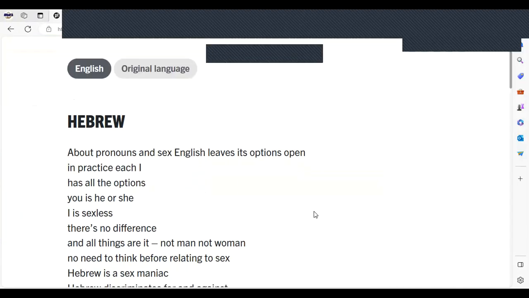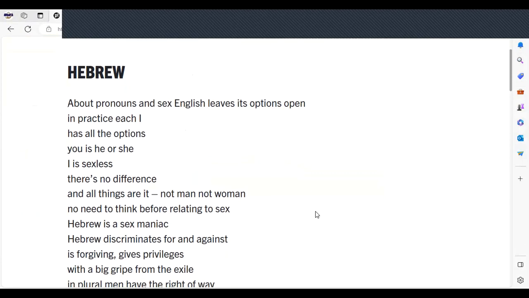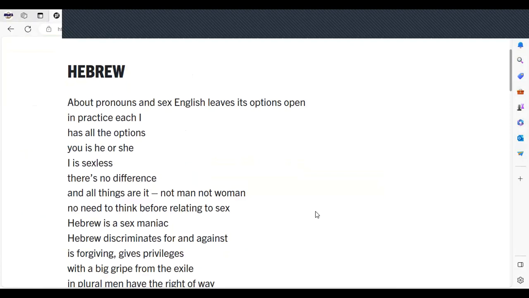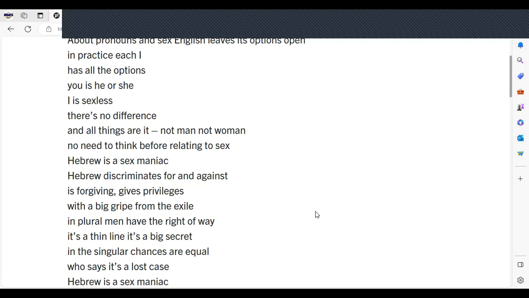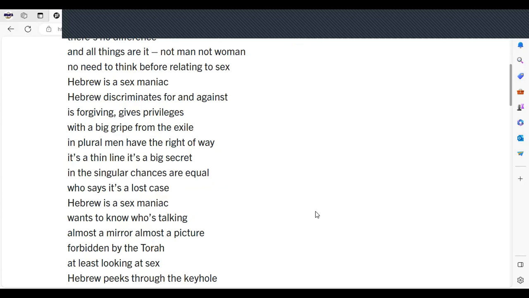Hebrew. About pronouns and sex, English leaves its options open. In practice, each I has all the options. You is he or she. I is sexless. There's no difference, and all things are it, not man or woman. No need to think before relating to sex. Hebrew is a sex maniac. Hebrew discriminates for and against, is forgiving, gives privileges with a big gripe from the exile, in plural, Men have the right of way. It's a thin line. It's a big secret. In the singular, chances are equal. Who says it's a lost cause?